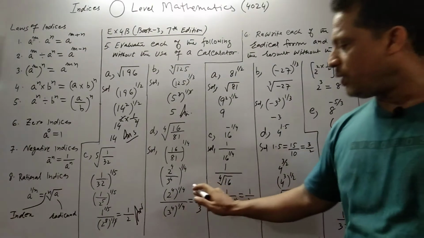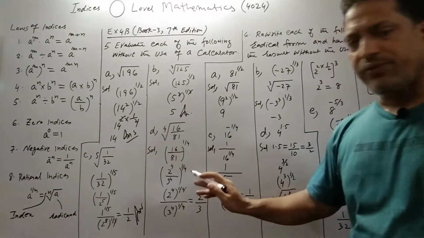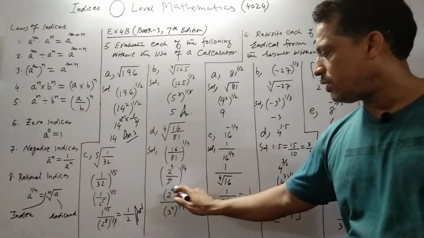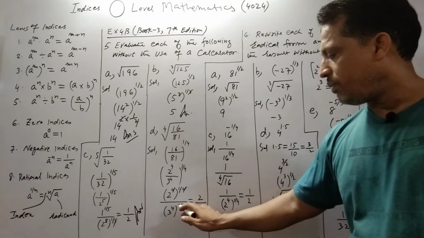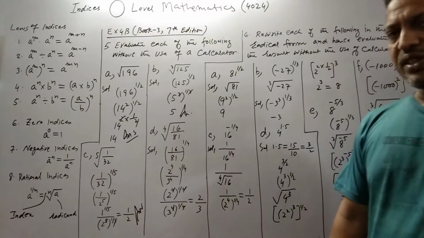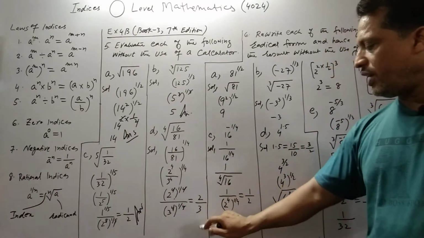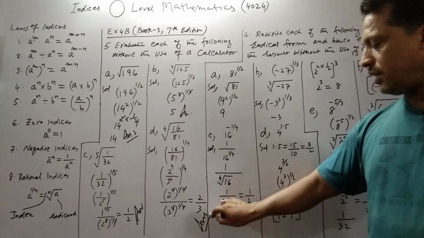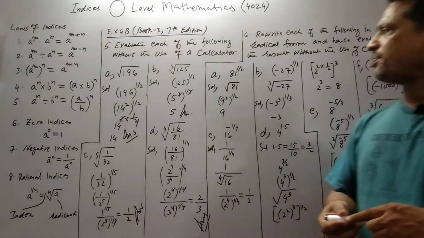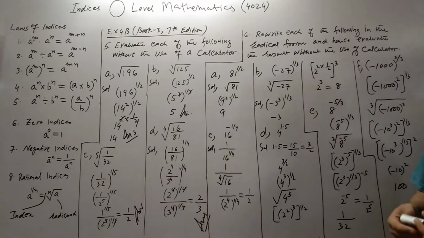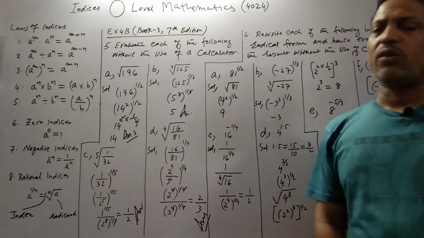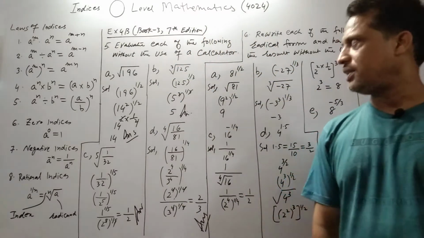Apply this law, power to the power is always multiply. So 4 into 1/4 is 1, 4 cancelled by 4, and 4 into 1/4 is 1, 4 cancelled by 4. What is remaining over here? Only 2, and what is remaining over here? Only 3. So this is our answer: 2/3. Hope you understand. This is question number 5. It has only 4 parts and I have done all parts.